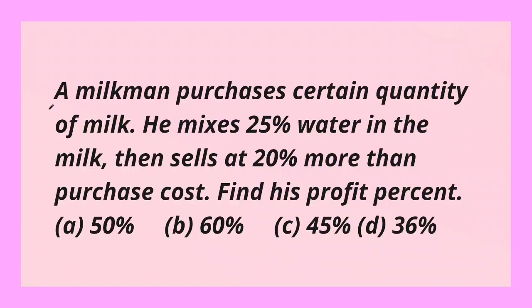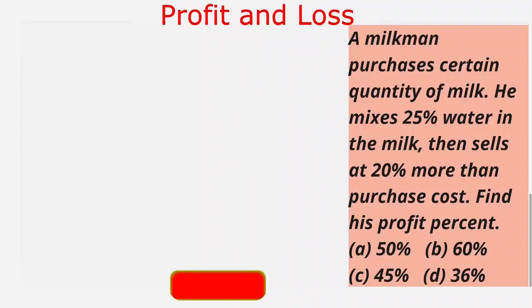Our question is, a milkman purchases a certain quantity of milk. He mixes 25% water in the milk, then sells at 20% more than purchase cost. Find his profit percent. The given options are option A 50%, option B 60%, option C 45%, option D 36%. We solve the question.